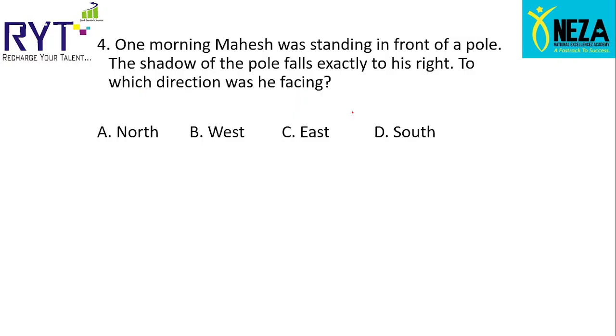One morning, Mahesh was standing in front of a pole. The shadow of the pole falls exactly to his right. This is one of the questions from the basics. Since they are telling morning, the sun is on the east side, the shadow will be towards west. This side is the shadow. The shadow falls exactly to his right, it seems.